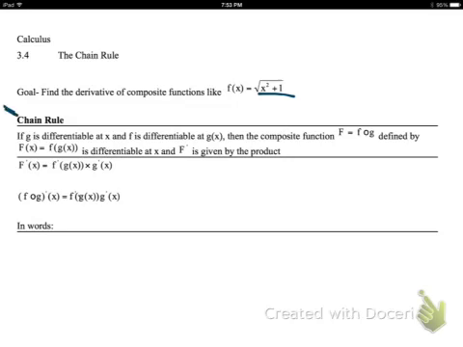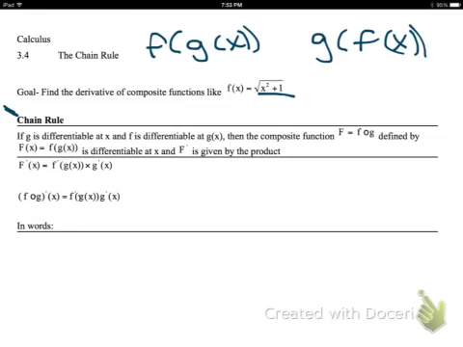Here's the chain rule. The chain rule is used when you have an inside and an outside function. Technically, it's when you have the composition. Composition, remember, is f of g of x, or g of f of x, where f is the inside function. In this case, g is the inside. So in this problem, I could say the inside is x squared plus 1, and the outside is the square root of x.